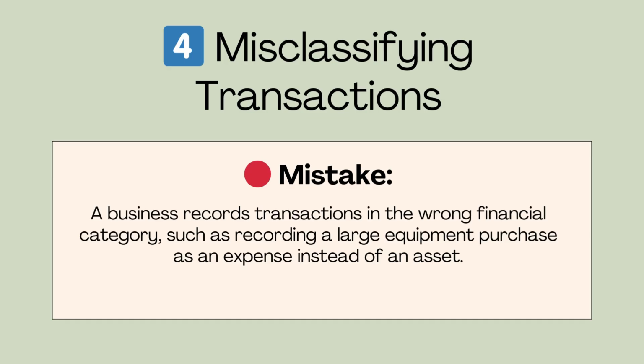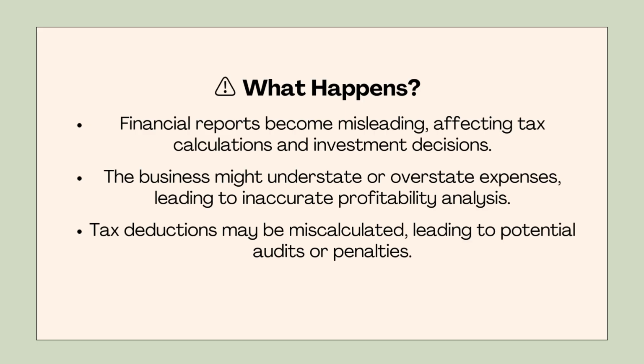4. Misclassifying transactions. Mistake: a business records transactions in the wrong financial category, such as recording a large equipment purchase as an expense instead of an asset. What happens? Financial reports become misleading, affecting tax calculations and investment decisions. The business might understate or overstate expenses, leading to inaccurate profitability analysis. Tax deductions may be miscalculated, leading to potential audits or penalties.